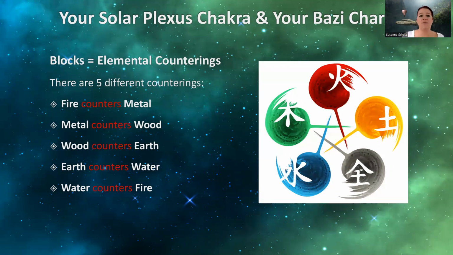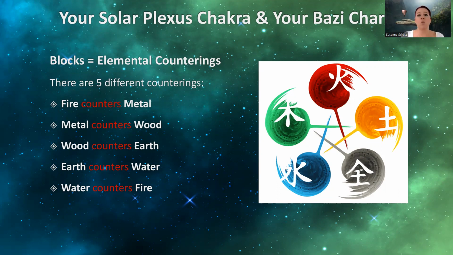So if you have, as in this example, water on top and fire at the bottom, then this is a countering, because water counters fire; water extinguishes fire. If the fire is at the top and the water is at the bottom, it's the same thing, it's still a countering. So there are 5 elemental counterings that are possible.